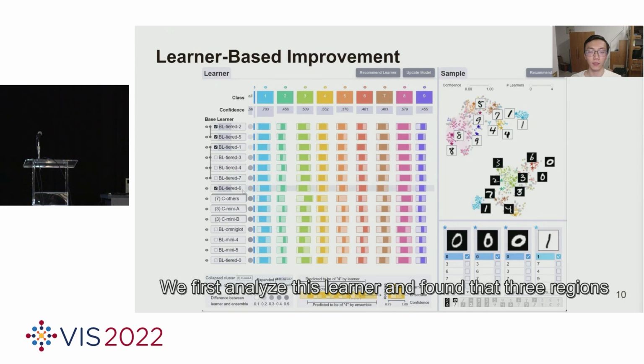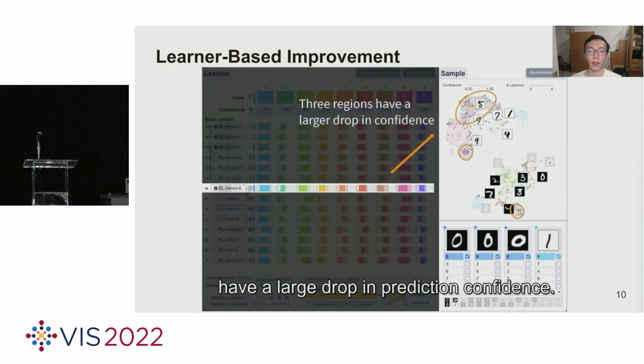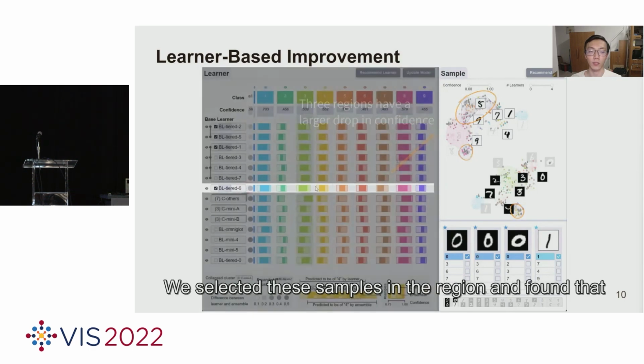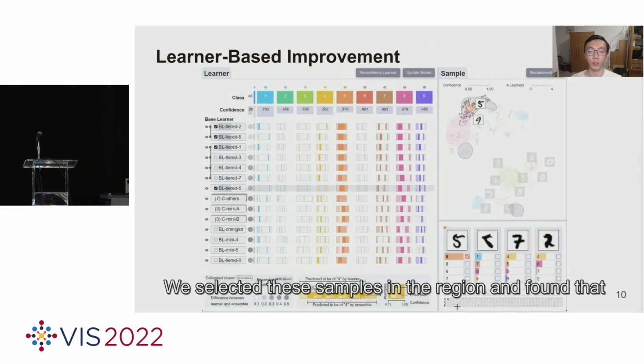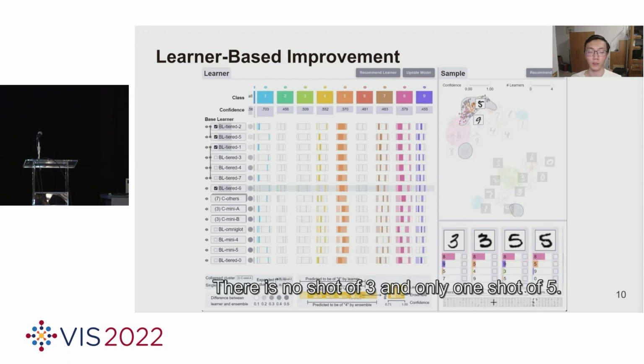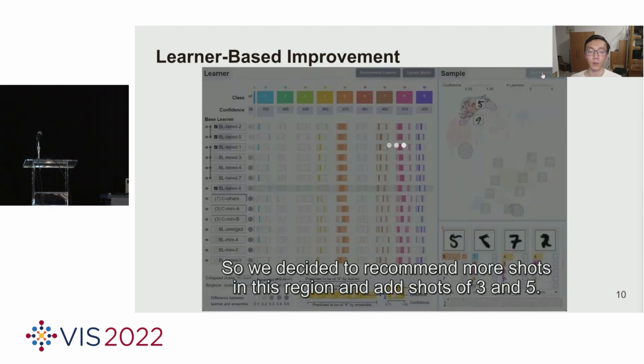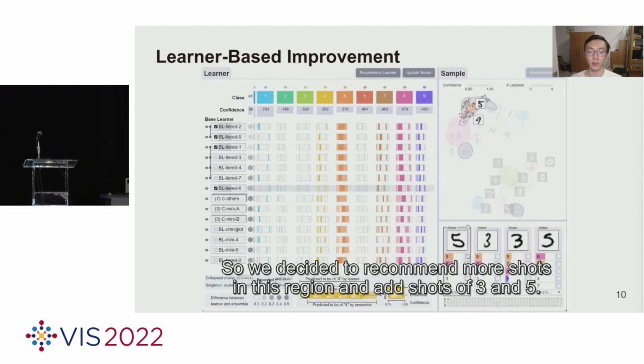We first analyzed these learners and found that 3 regions have a larger drop in prediction confidence. We selected the samples in these regions and found that many samples of 3 and 5 are misclassified, and there are no shots of 3 and only 1 shot of 5. So we decided to recommend more shots in these regions and add shots of 3 and 5.